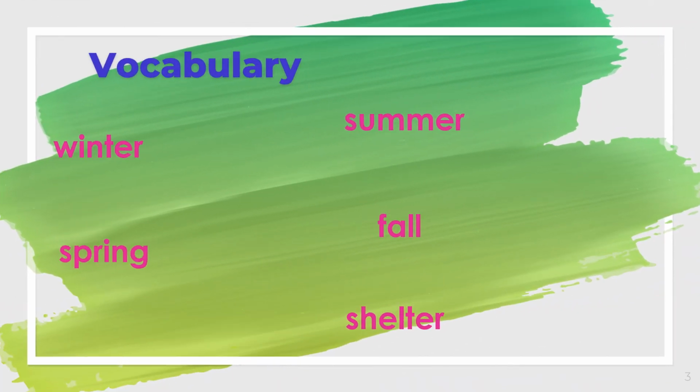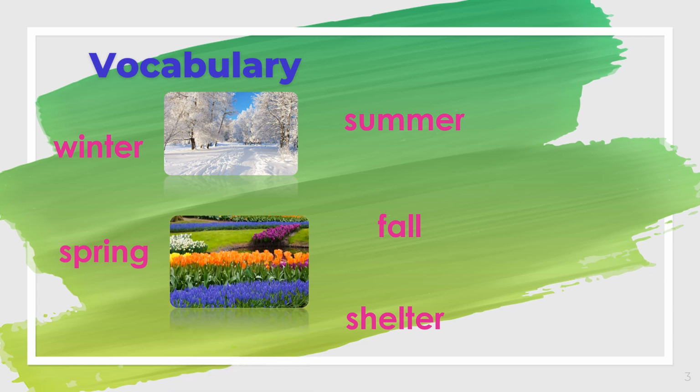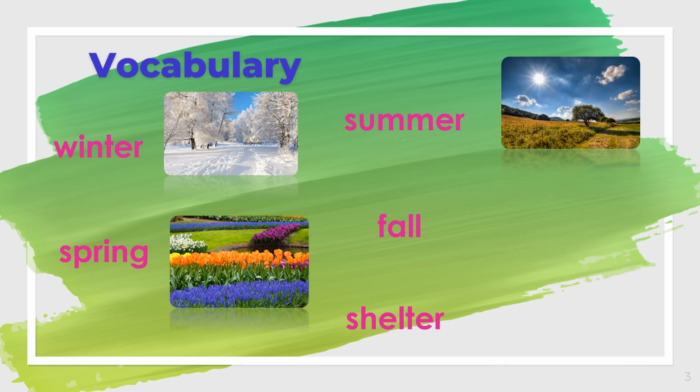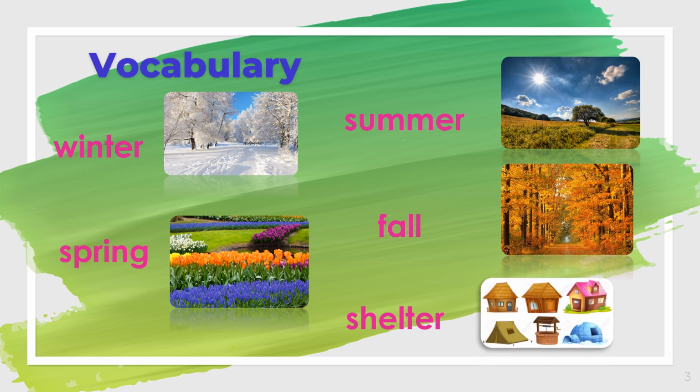The vocabulary words for this lesson are winter, which is a season that is very cold. You have spring. This is another one, and it starts getting warmer. Then we have the season summer, which is very hot, and fall, when it starts to get cooler. Now we have the word shelter, which means a place that provides protection.